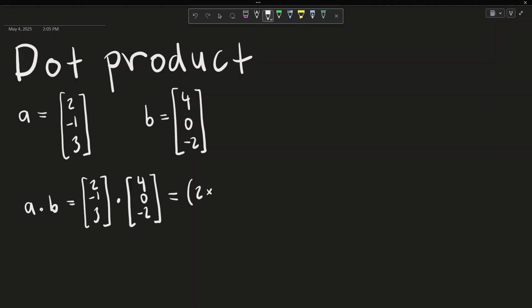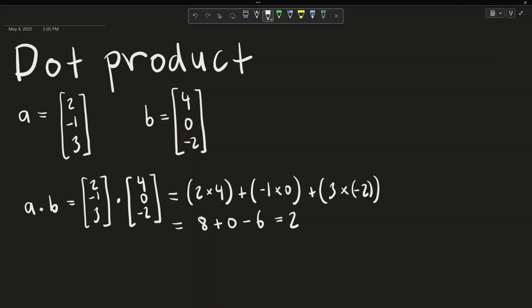So what we'd have is 2 times 4, plus the second entries, -1 times 0, plus the third entries, 3 times -2. And so we'd find that A dot B is equal to 8 plus 0 minus 6, which is equal to 2.